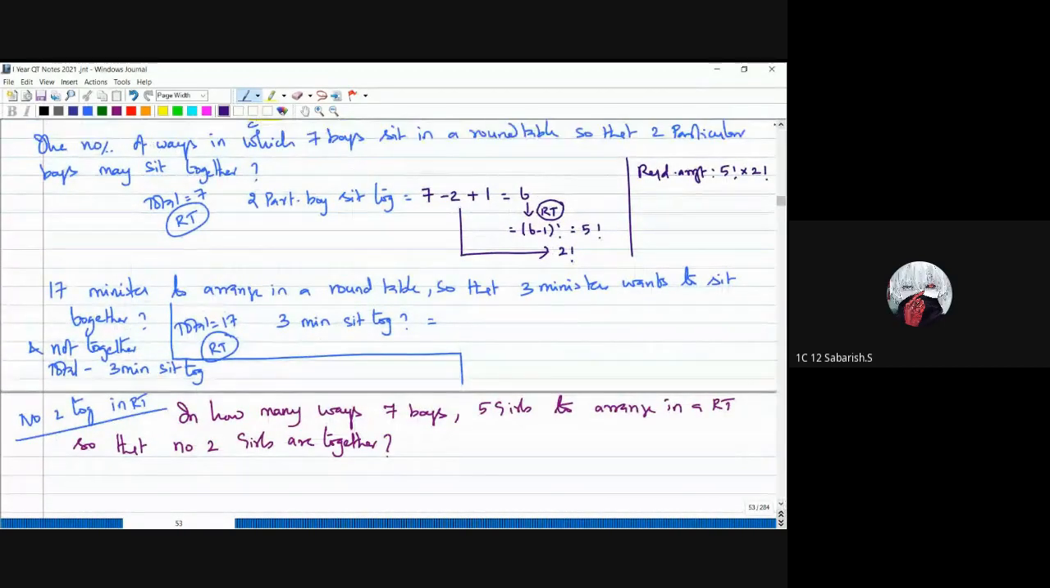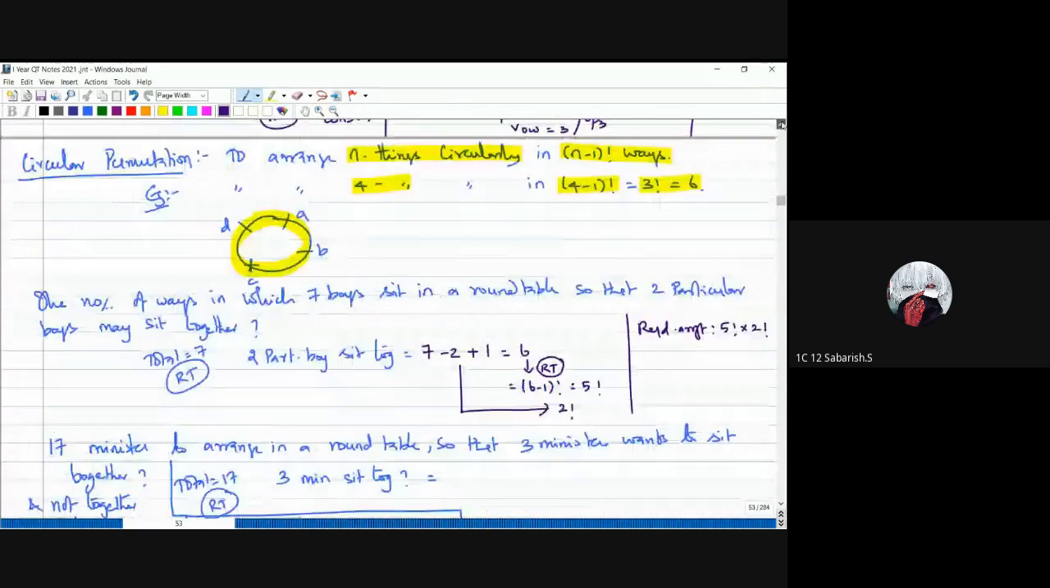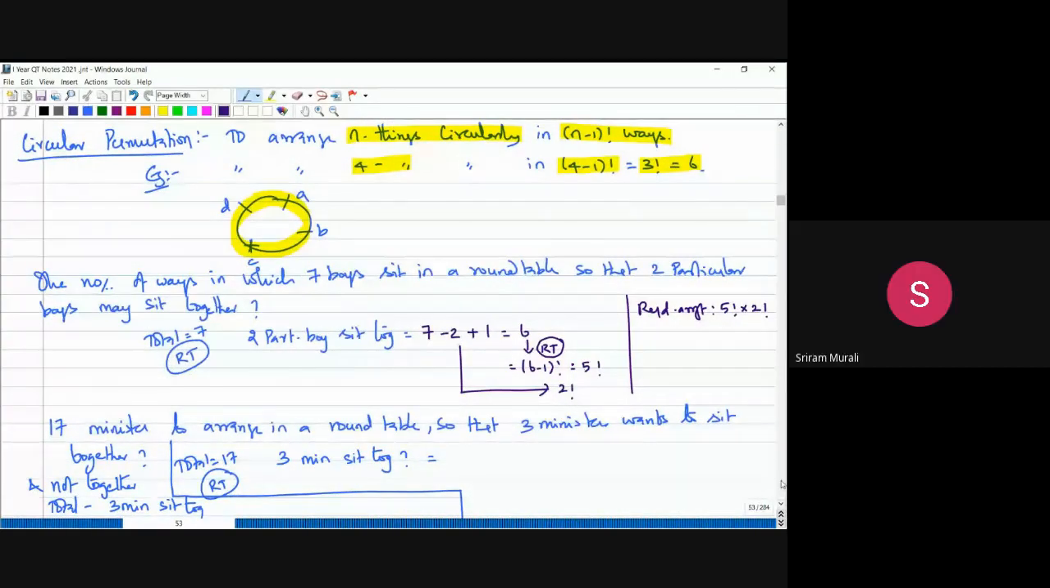Sir, n means together, sir. n-1, n means together, sir. The formula: arranging n things circularly is (n-1) factorial. Why we subtract 1, I already told you. In a round table we cannot say which is a starting point and which is an ending point. That is why we are subtracting 1.